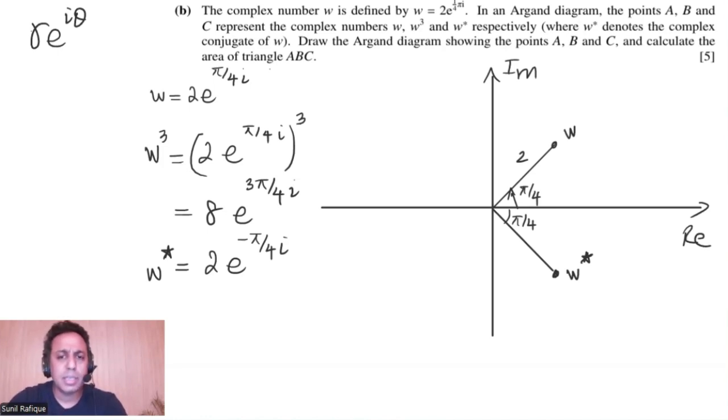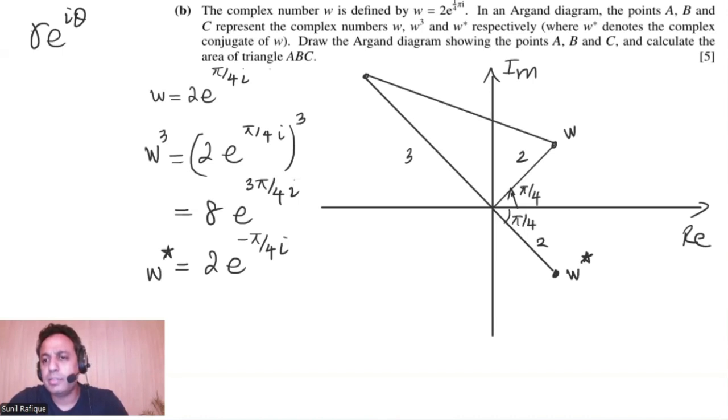Now look at this w cube. Its argument is 3π/4, which is a 45 in the second quadrant. And its length is 8. So it's a bigger one. Like if this is 2, this is 2, then this is a 3. You get how I am sketching these polar forms, these exponential forms. Just use r as the length of the vector, because it's like a vector on an Argand diagram, Argand plane.